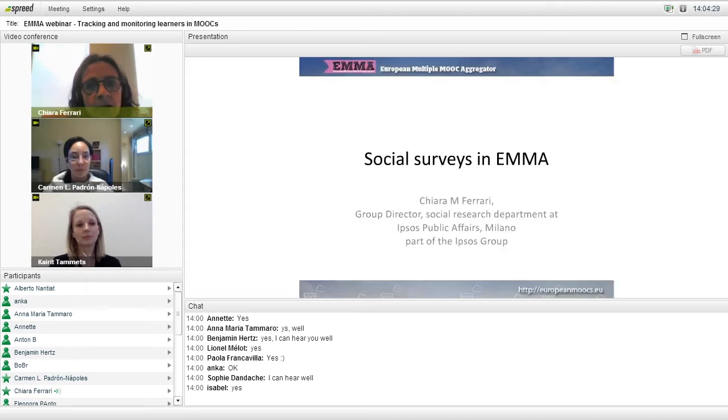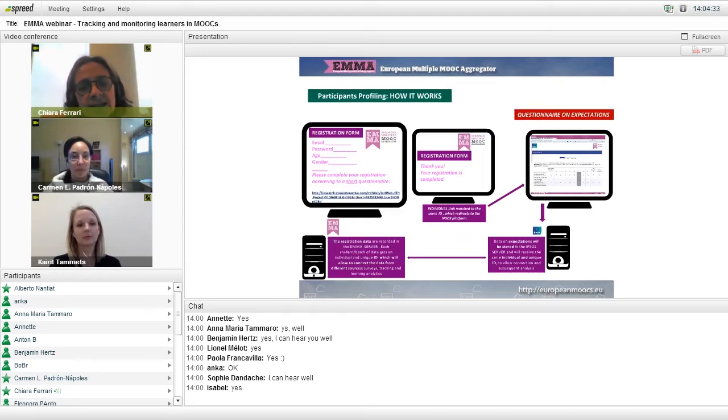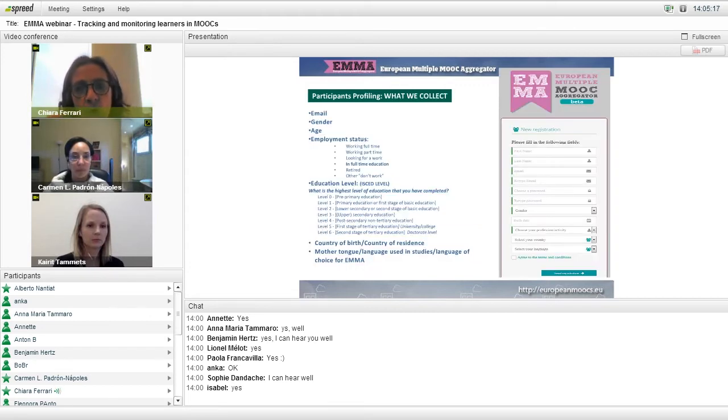So let's start from the social service. What we do is a bit of a flow of what we are doing. People entering the EMA world are asked to register via a registration form, which is on the EMA server, and then as soon as they are registered they are invited to complete a questionnaire on their expectations of what the EMA is offering to the registrants and to the MOOC participants. What do we collect at this stage? We collect, of course, general profiling questions such as gender, age, employment status, education, and so on. And this is collected by the form that you can see on the right side of the slide.